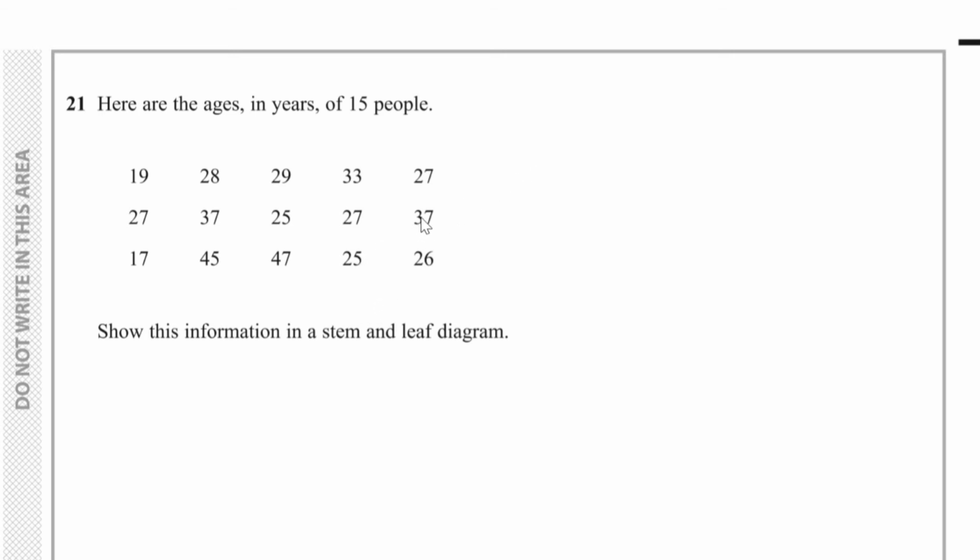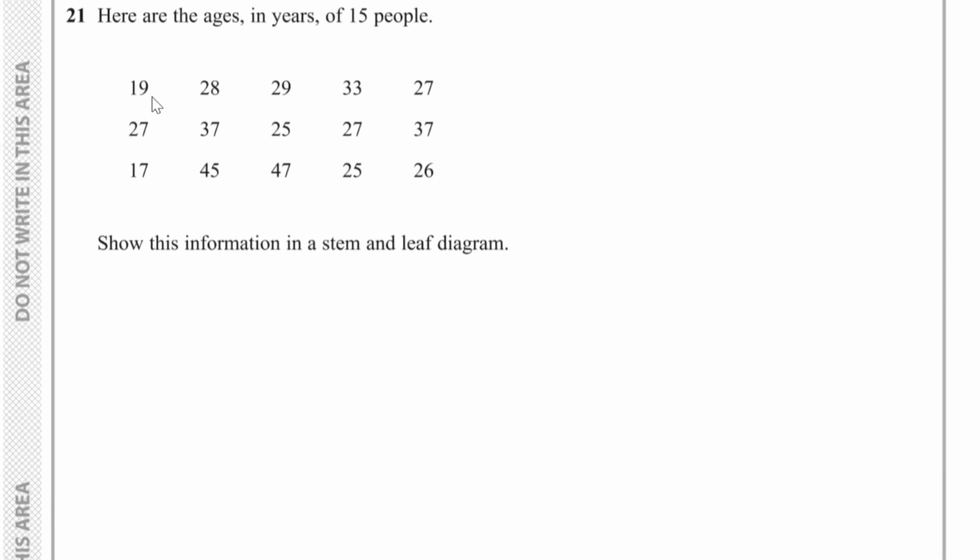Question number 21. Here are the ages in years of 15 people. We've got 19, 28, etc. And we have to show this information on a stem and leaf diagram. Well, first of all, we would have to order the data. Now, we've got values in the tens, that's numbers like 19, 17, etc. We've got numbers in the 20s, 28, 29, etc. Numbers in the 30s, that's 33, 37, etc. And numbers in the 40s, such as 45 and 47.